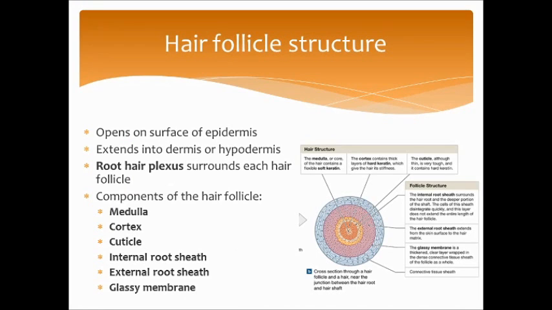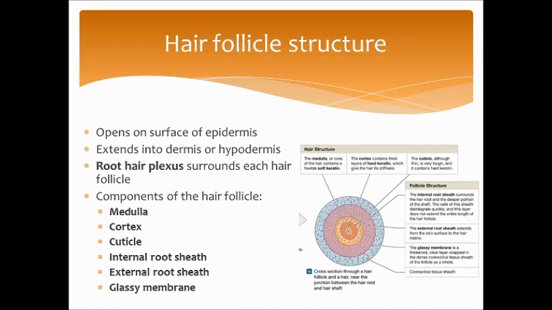So the hair follicle structure. The hair follicle opens on the surface of the epidermis, but it extends into the dermis or the hypodermis. There is a root hair plexus that surrounds each hair follicle, which is a collection of sensory nerves that surrounds the base of the hair follicle, and it acts as an early warning sign to prevent injury. It can sense movements in your hair and let you know that something's touching you. This could be something like a bug, like a mosquito, and you know something is on your skin.